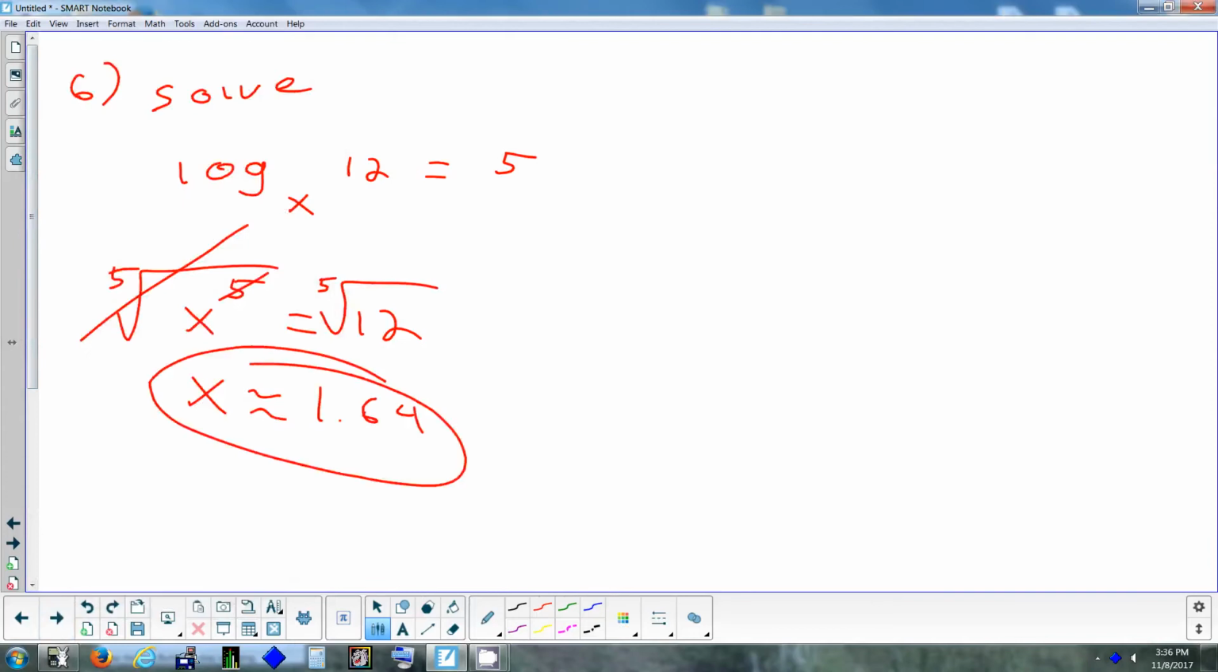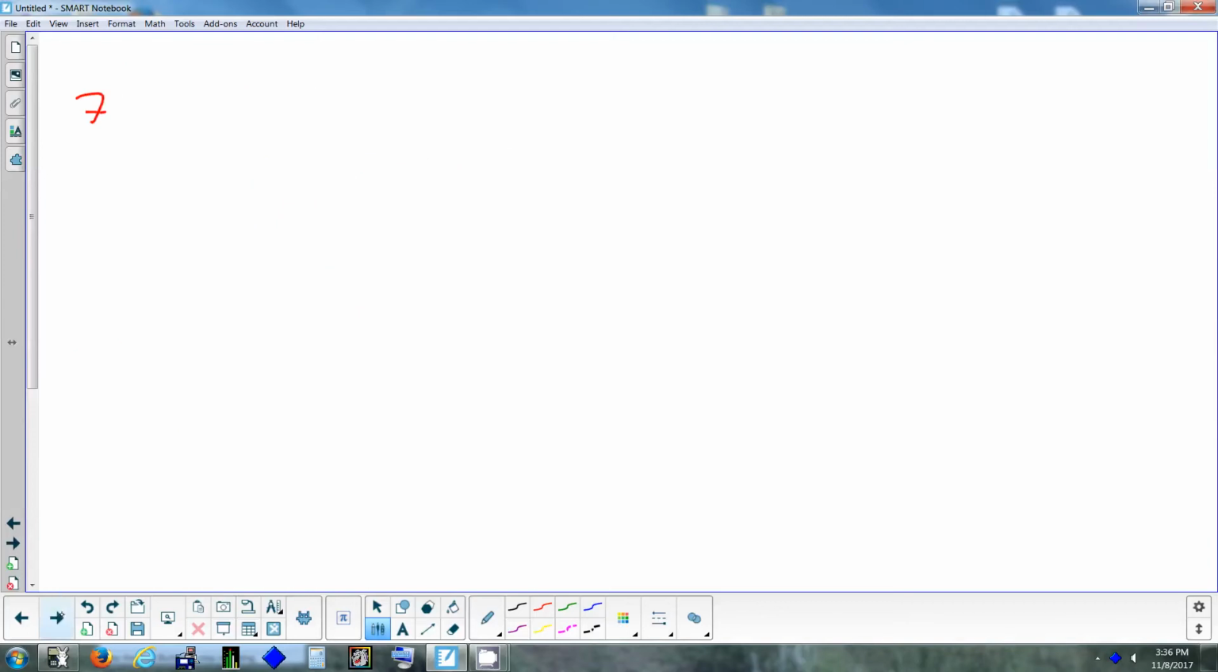Okay, so any questions on solving a log equation where the variable is in the base? That usually ends up taking a root of both sides at some point. Right, let's try one where the variable is in the argument. So let's say we had log base 3 of x equals 4.